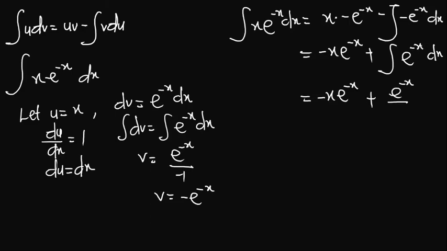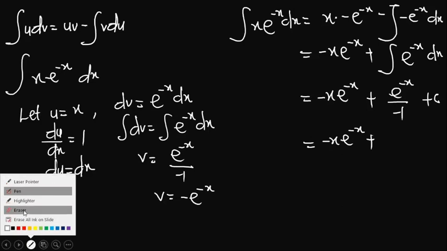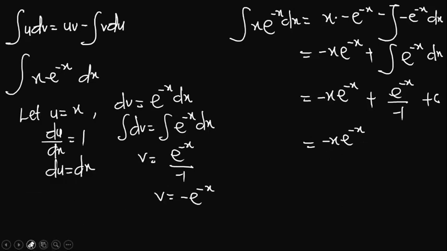If we differentiate negative s, we get negative 1. Okay, so that means we are done with this. Then we just add a constant c. So over here we have what? Negative x e raised to the power negative x. Sorry, this should be minus. Okay, so minus e raised to the power negative x plus c.